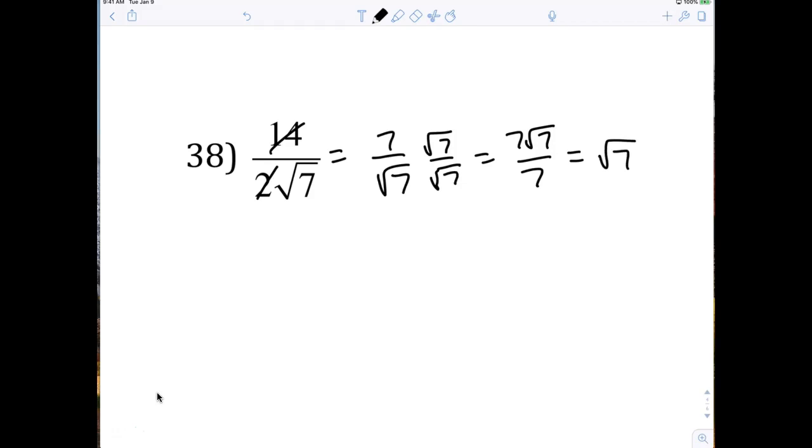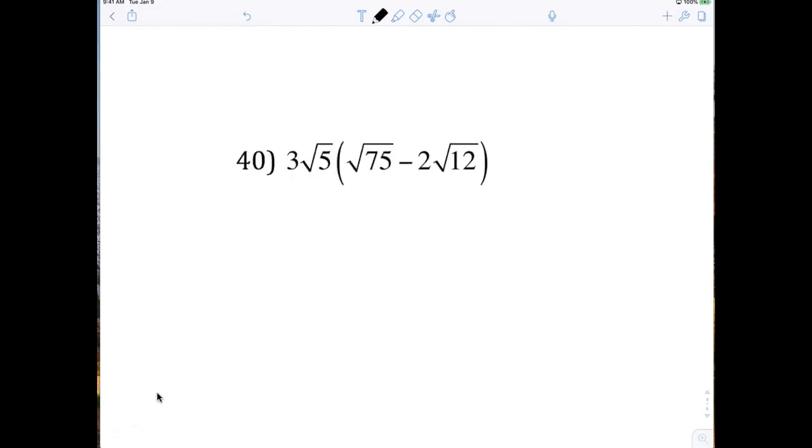All right. Reduce first. That's what I would do. 7 over radical 7. And then what? And now what? So everybody agree? Pretty easy, right? Not bad. All right, let's check out 40 now.